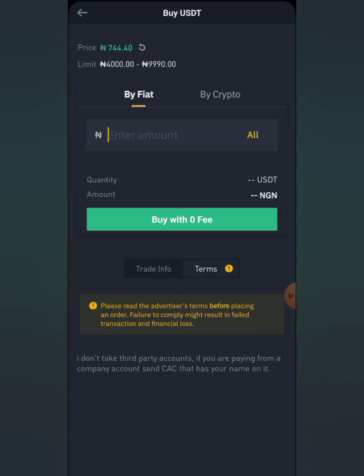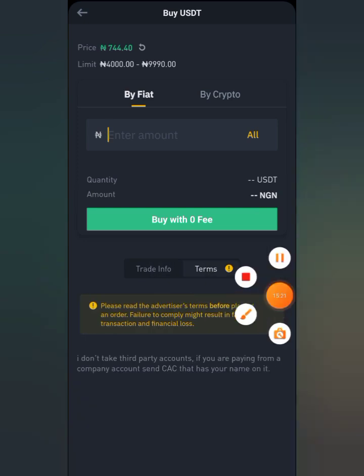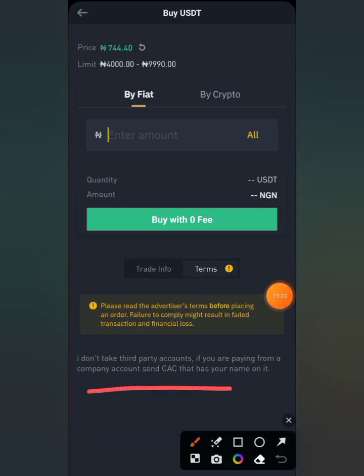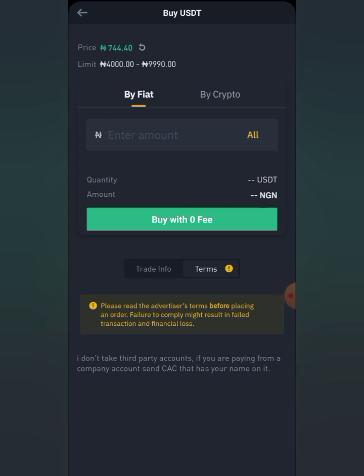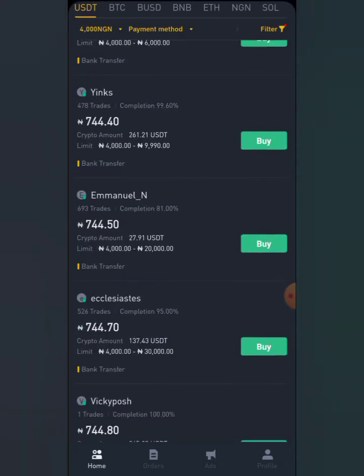Most of them, and let me just open it so that I will not just be telling you. You can see, look at the terms of this particular seller here. He says, I don't take third-party accounts. If you are paying from a company account, send CAC that has name on it. So this is his term. Let's go back again. Let me show you another one.